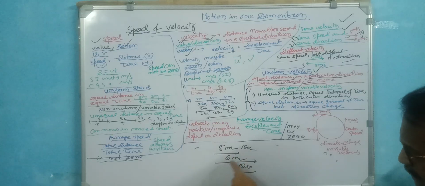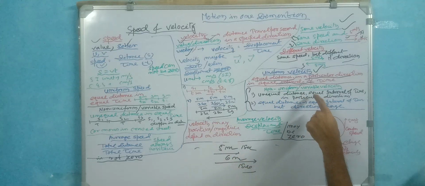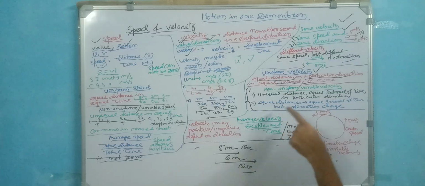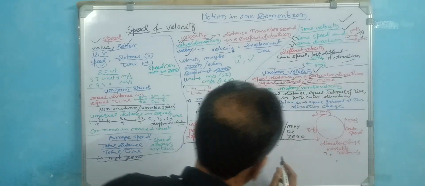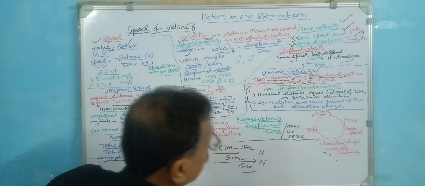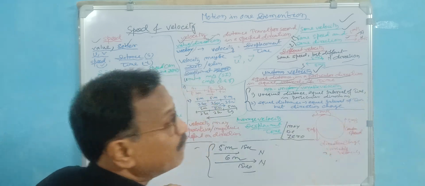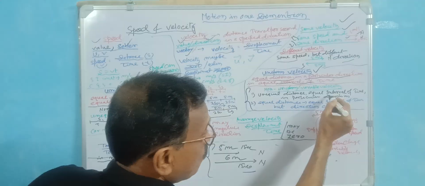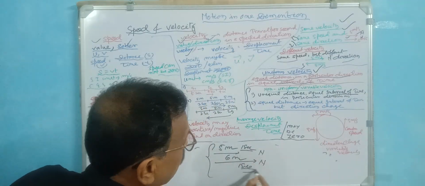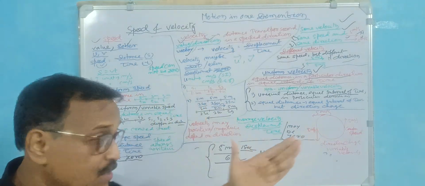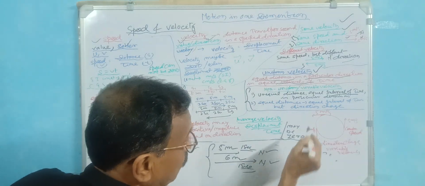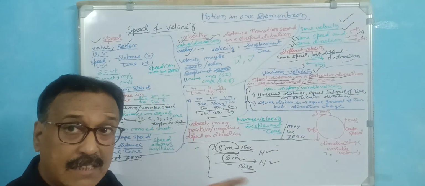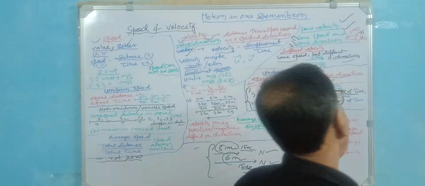5 meter in 1 second, 6 meter in 1 second: unequal distance, equal interval of time, and in the same direction. Suppose this is towards north, this is also towards north. This is called the variable velocity. So two things are the same: equal interval of time, 1 second here, 1 second here, and equal direction, towards north. But the distances are different, unequal. So it is the variable velocity.